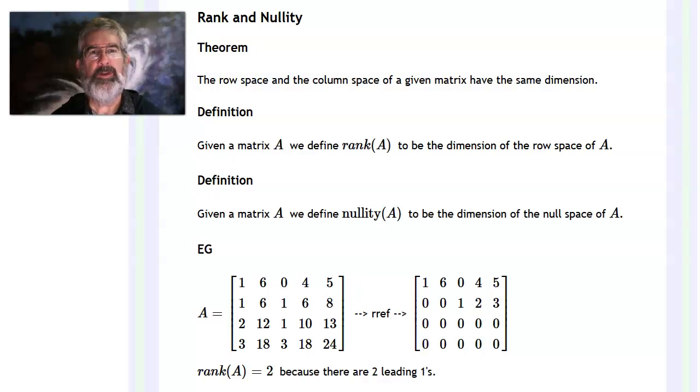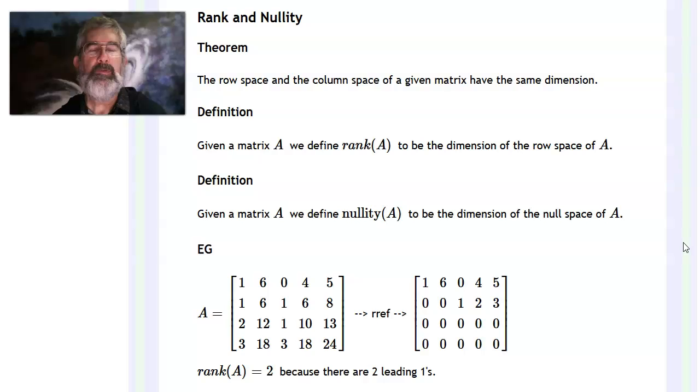In this video, I want to take a look at the notions of rank and nullity. These are two numbers that are associated with a matrix. First, a theorem. The row space and the column space of a given matrix have the same dimension.